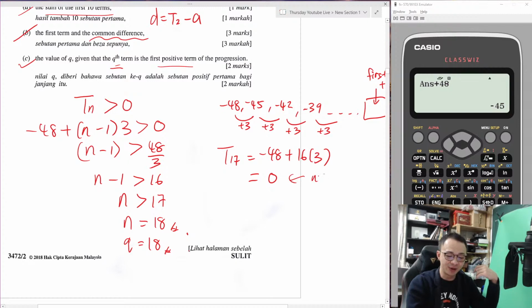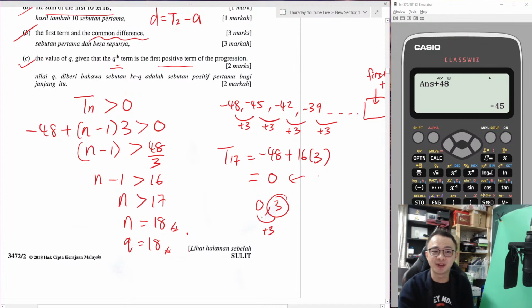So it's not a positive term. Therefore, the next term is 0 plus 3, isn't it? The next term will be 3. So this one will be my first positive term here.